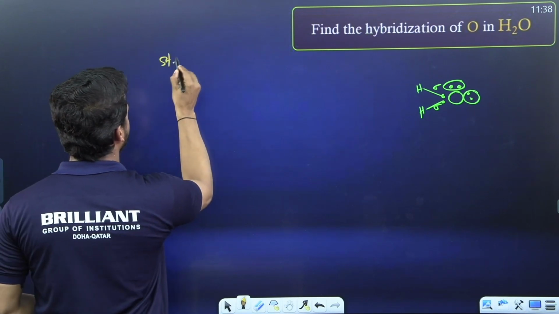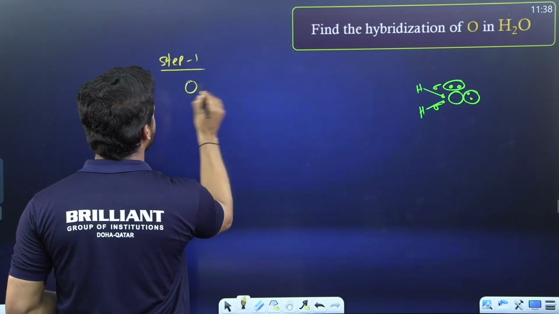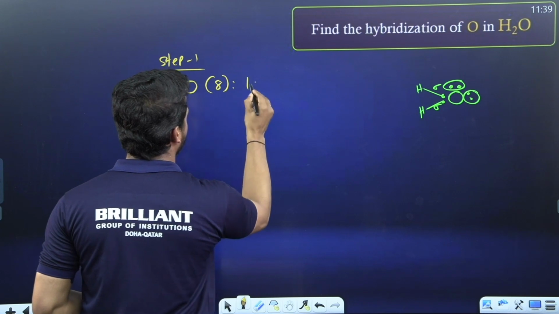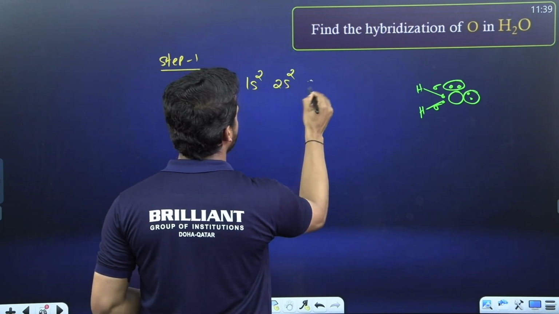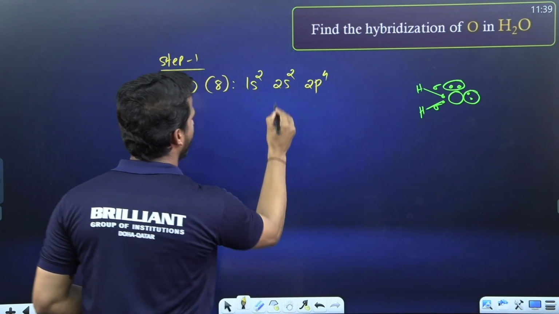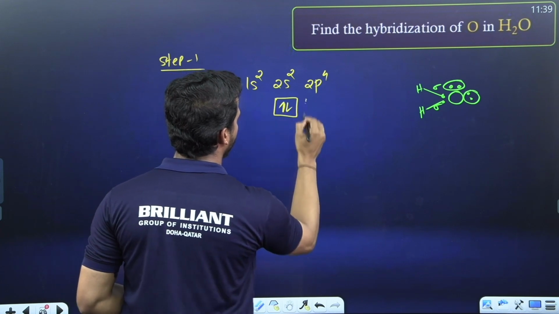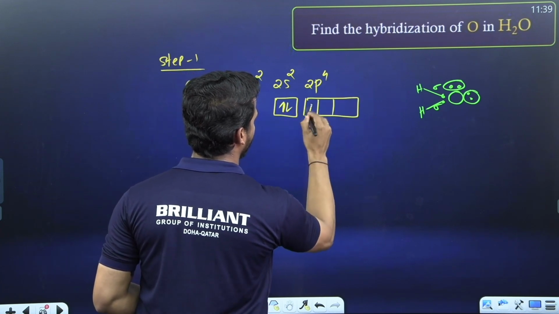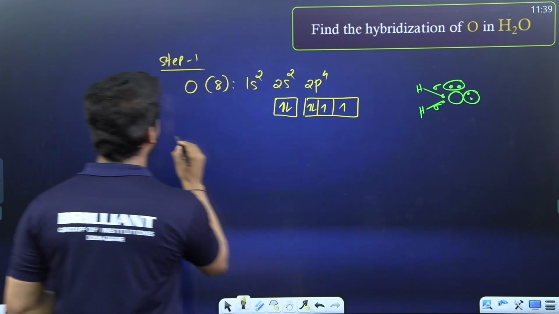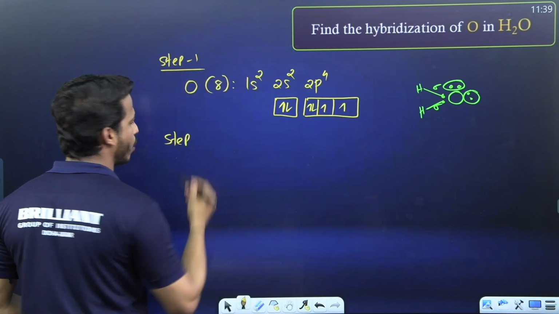What is step 1? Step 1 is oxygen electronic configuration: 1s2, 2s2 and 2p4. Let's draw 2s here with 2 electrons, and 2p contains 4 electrons: 1, 2, 3, 4. Okay. Whether excited state is required or not.